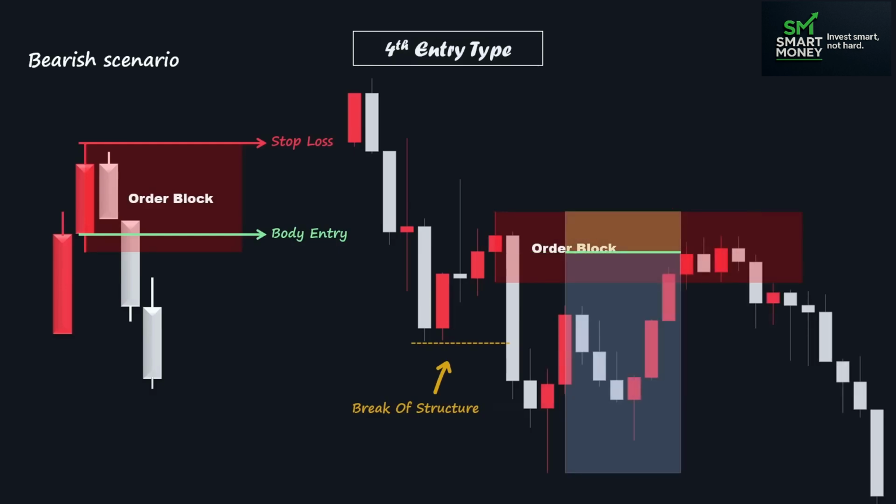It's important to be aware of the increased risk associated with this entry type and carefully consider its suitability within your trading strategy.